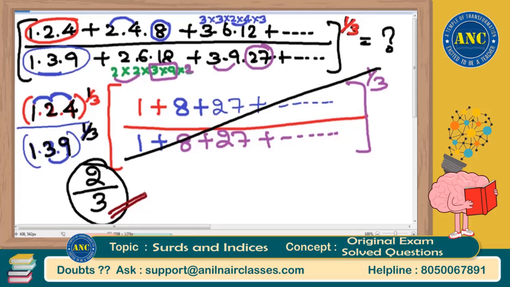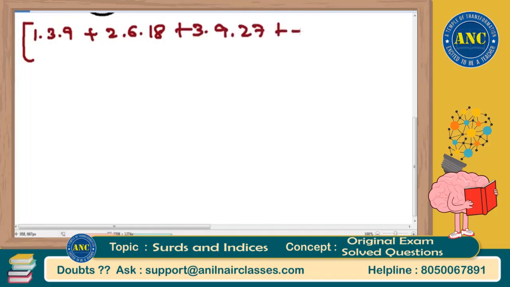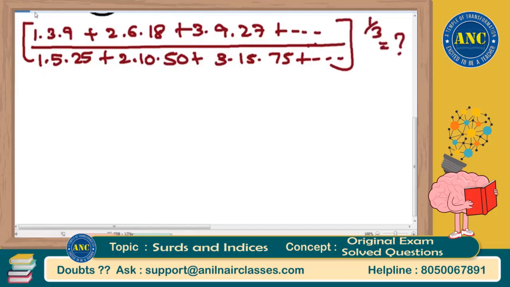See this question. Another similar kind of question like the one we solved just now. See this question, sir. 1 into 3 into 9, 2 into 6 into 18, 3 into 9 into 27, and then it continues. Whole thing divided by 1 5 25, 2 10 50, 3 15 75, and then it continues. Whole to the power of 1 by 3 again. This value I need to simplify. Similar kind of question like my previous question.